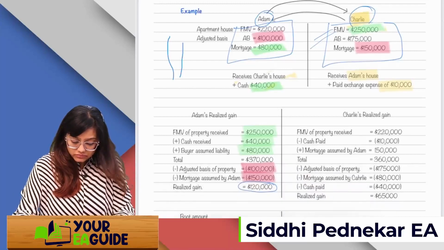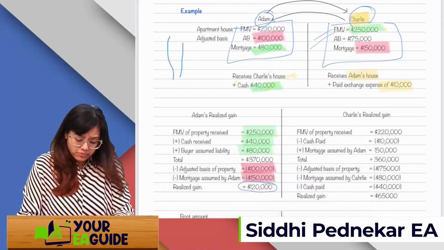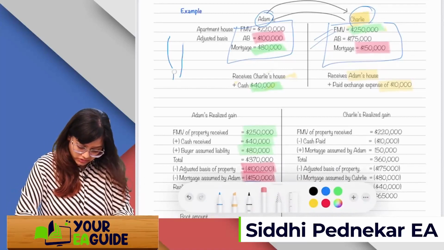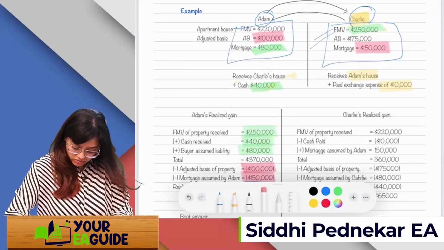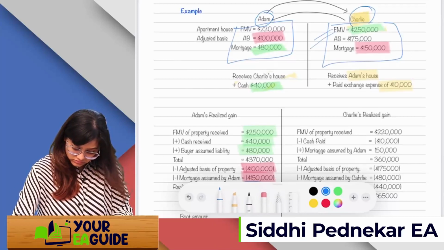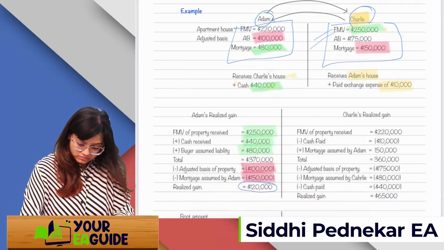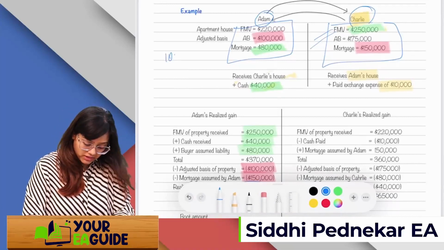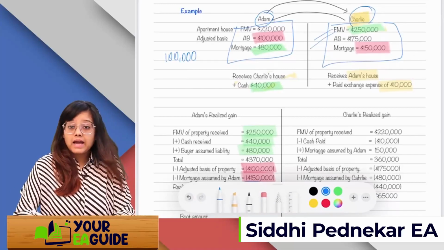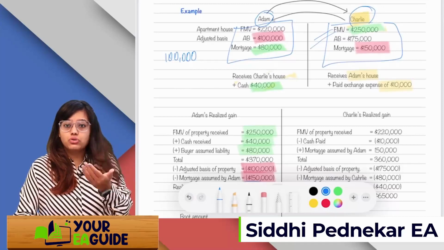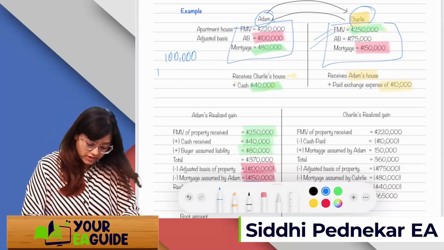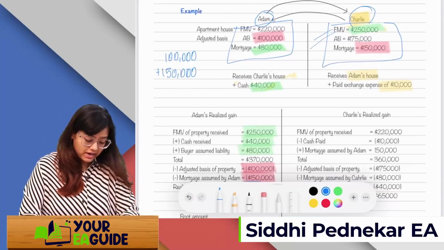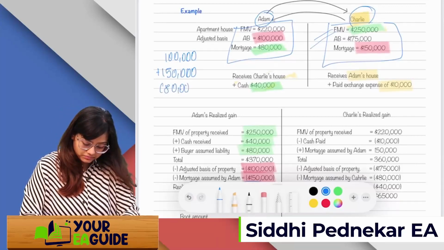See, whatever is the adjusted basis of the property given up, let's do it over here. You guys can also do it in your book. Whatever is the adjusted basis of property given up, that is 1 lakh. Liability which is assumed by Adam, that is 1,50,000. Liability which is given up by Adam, that is 80,000.